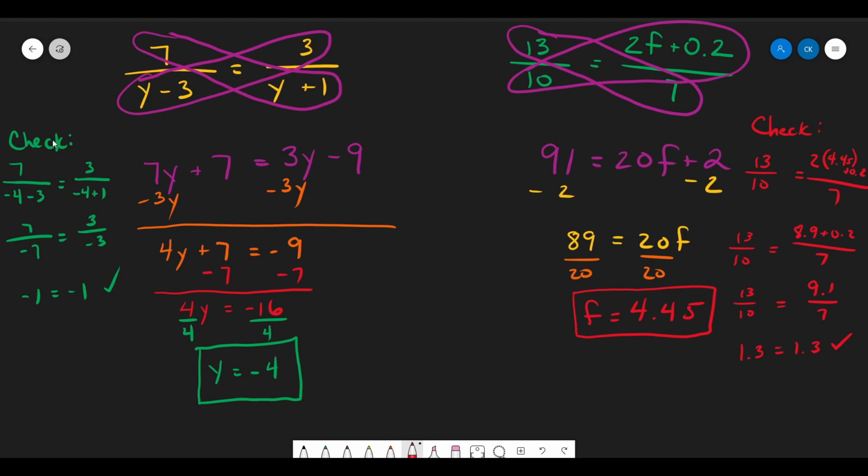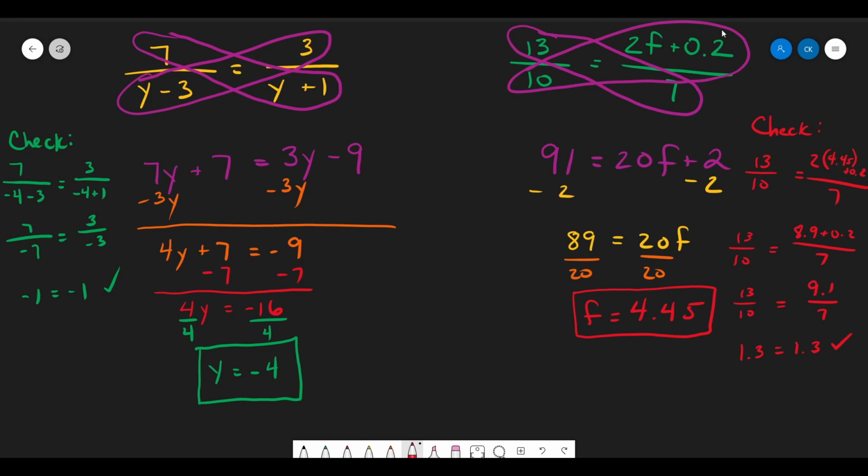Then I go and I check it. I plug in the negative 4. Negative 4 minus 3 is negative 7. Negative 4 plus 1 is negative 3. 7 over negative 7 is negative 1. 3 over negative 3 is negative 1, so we know that this checks out.